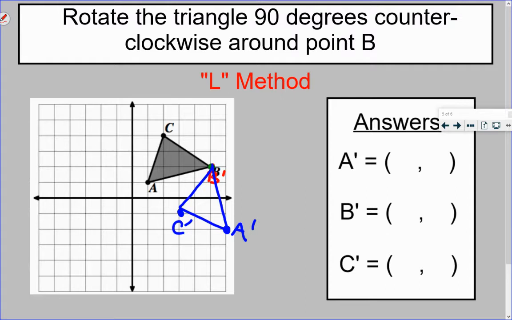Okay, I forgot to label my points, so let me go ahead and put those in there. So A prime is 6, -2. B is at the same point. It is 5, 2. And C is going to be 3, -1.